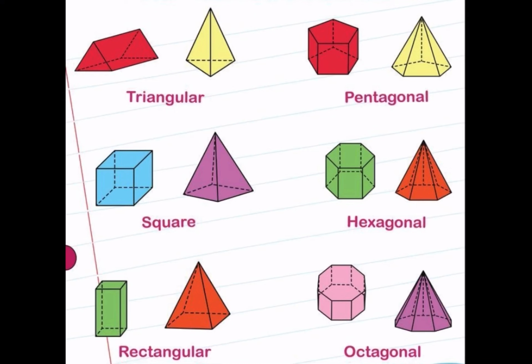Now let's go back to the squares. Have a look at the squares, the blue one and the purple one. How many faces does the blue shape have, the cube? Remember, a face is a flat side. So the square cube has got 6 flat sides, 6 surfaces.